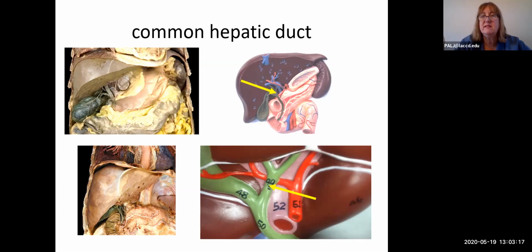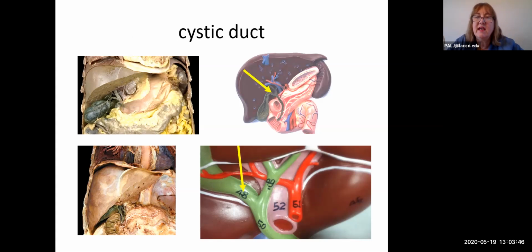So they're very easy to see there on the models. If we look at the tissues on the left, this is the common hepatic duct that you see coming down out of the liver. And then you clearly can see the big gallbladder over here, tucked under the liver, and there is a duct from the gallbladder that is going to be joining to the common hepatic duct. And the name of that duct is the cystic duct.